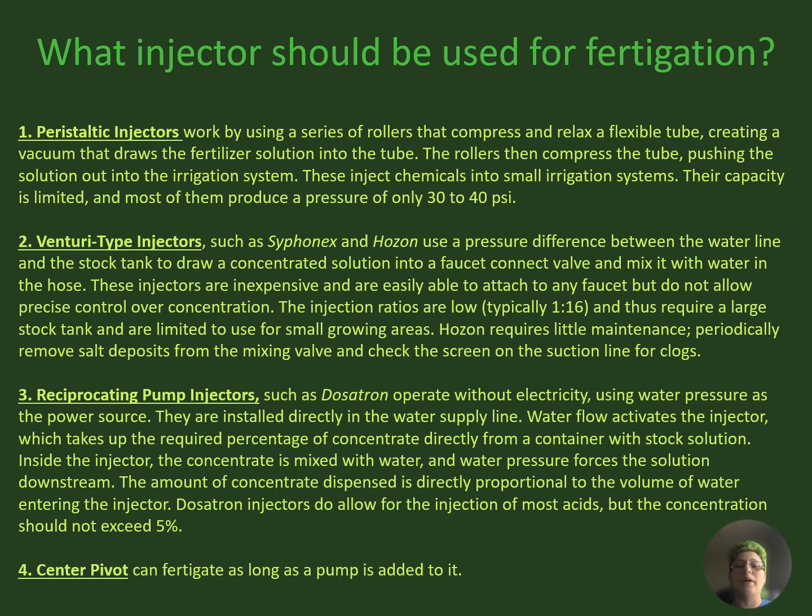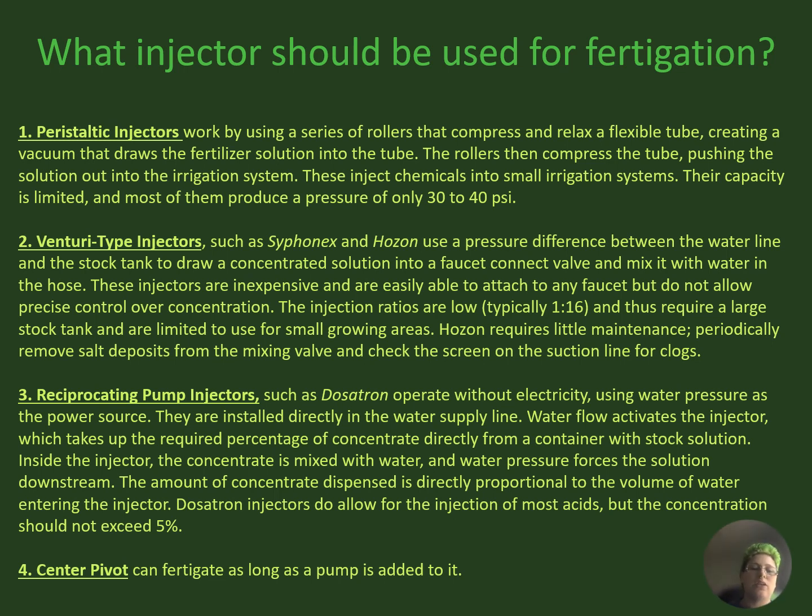Hose-on requires little maintenance. Periodically remove salt deposits from the mixing valve and check the screen on the suction line for clogs. The third type of injector I have listed here are the reciprocating pump injectors, such as Dosatron, which operate without electricity, using water pressure as the power source. They are installed directly in the water supply line.